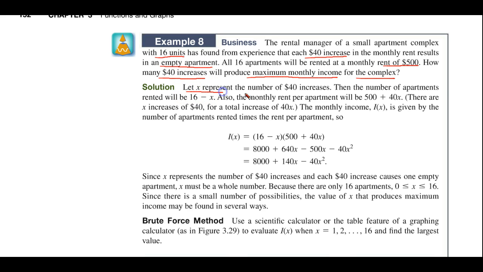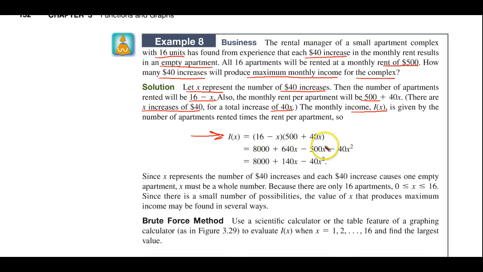So let X represent the number of $40 increases. Then the number of apartments rented will be the total apartments minus those that are left empty. Also, the monthly rent per apartment will be, of course, $500, plus $40 for those that are rented and not left empty. There are X increases of $40, so that's why you get the 40X. Now the monthly income, which is given by this function, I for income, is given by this equation.